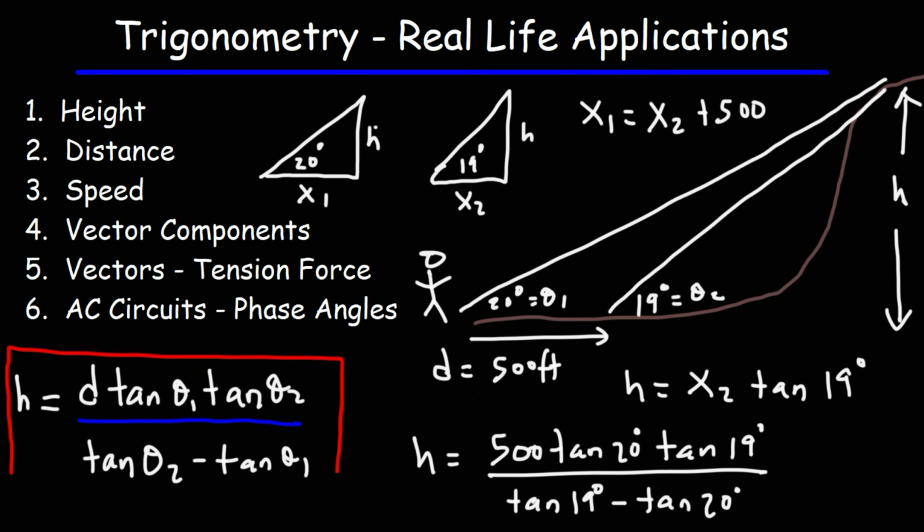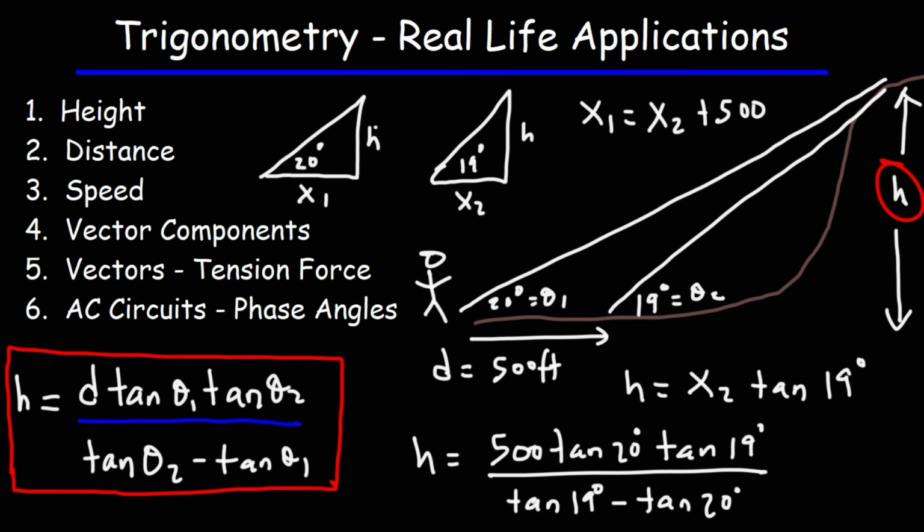So this is how we can calculate the height of any object if we don't know the height of the object or the distance between the observer and the object. All we need is two angles and the distance between the two angles. We can just plug it in directly into that formula, and that will give us the height of the unknown object. Now let's go ahead and plug this in.